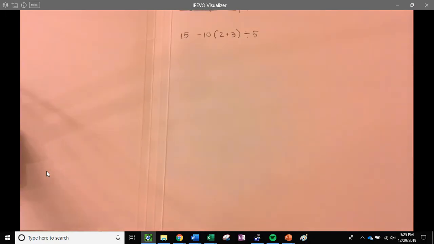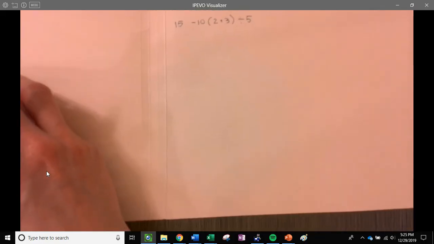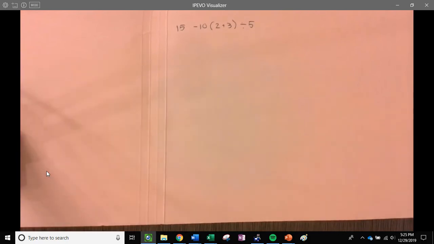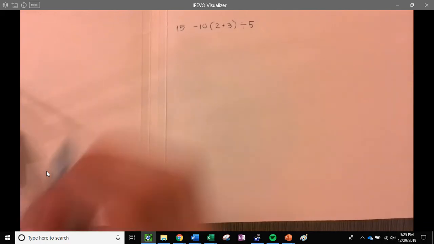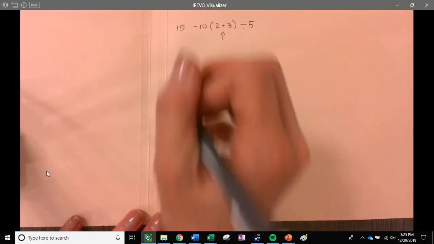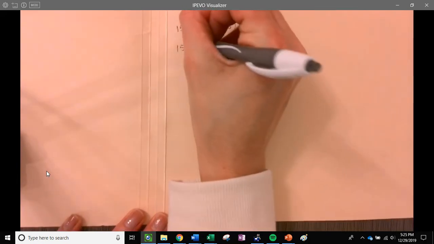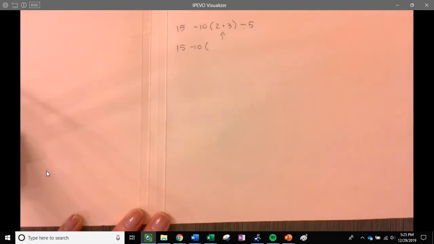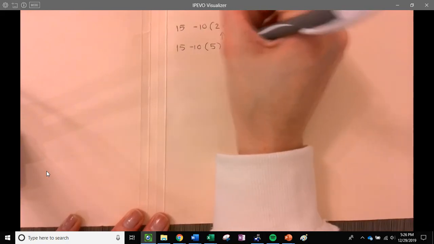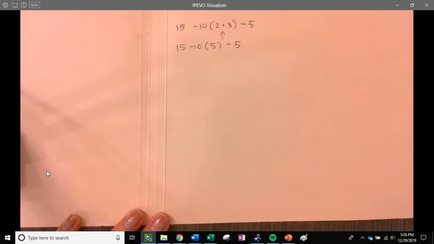So first up, the top of the pyramid is parentheses. Our first step is to evaluate anything inside parentheses. So we're going to rewrite this as 15 minus 10 times, what's 2 plus 3? The answer is 5, divided by 5.